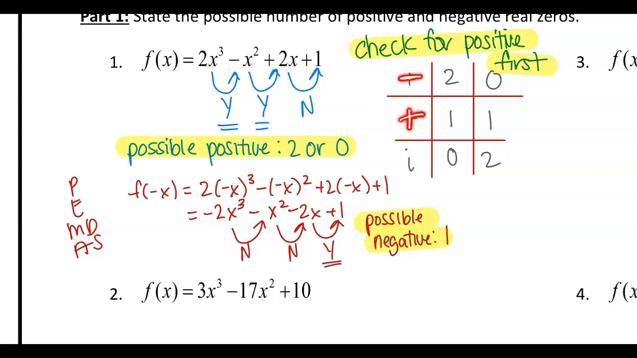So this was negative, this was positive? Yeah, same thing. I would still check for negative first because you have a higher possibility of getting a negative.